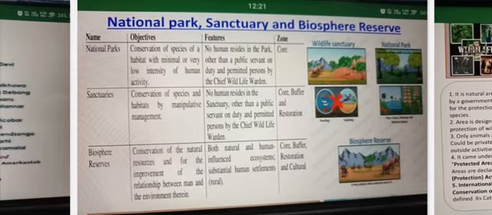Then biosphere reserve: conservation of the natural resources and improvement of the relationship between man and the environment therein. Both natural and human influenced ecosystems, substantial human settlements, rural, core, buffer, restoration and cultural.